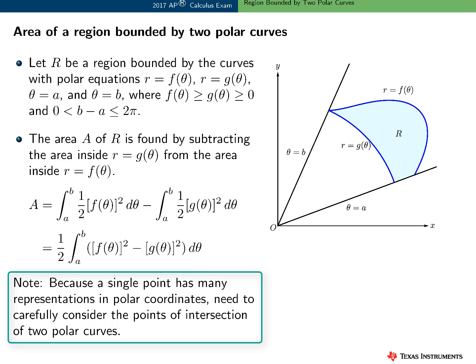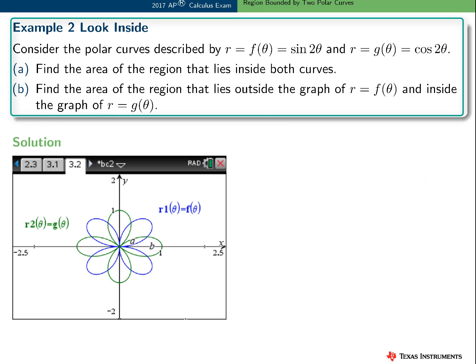Now, one note here. Remember that a single point has many representations in polar coordinates. So we need to be careful in finding the points of intersection of two polar curves. In this example, let's consider the polar curves described by r equals sine of 2 theta and r equals cosine of 2 theta. First, let's find the area of the region that lies inside both curves. And then let's find the area of the region that lies outside the graph of r equals f of theta and inside the graph of r equals g of theta.